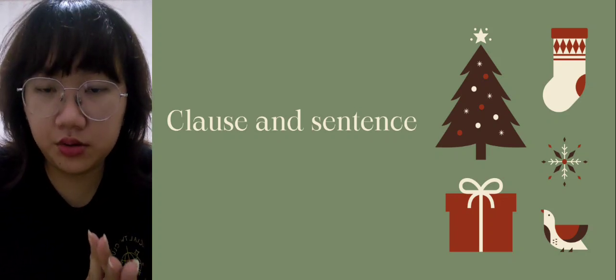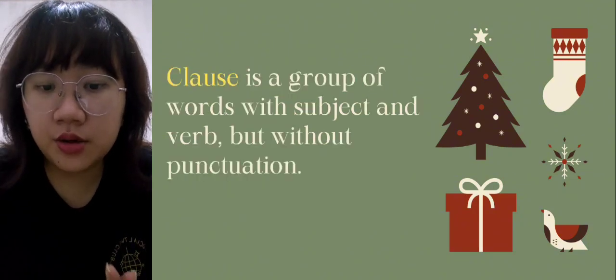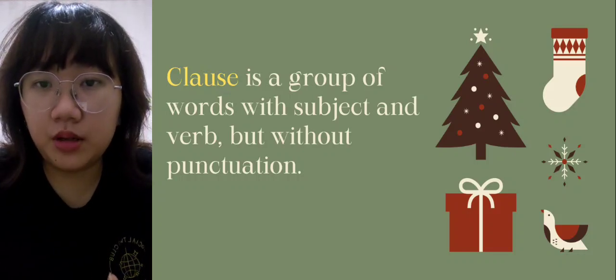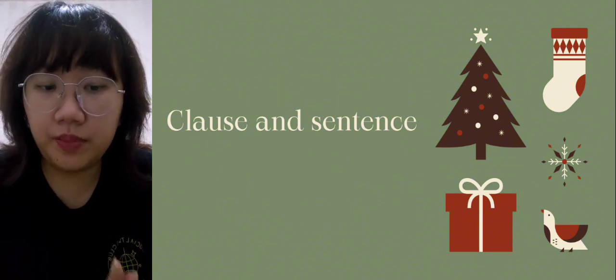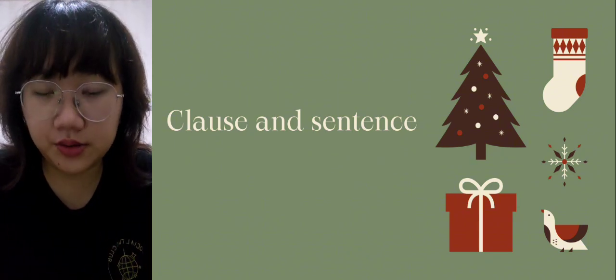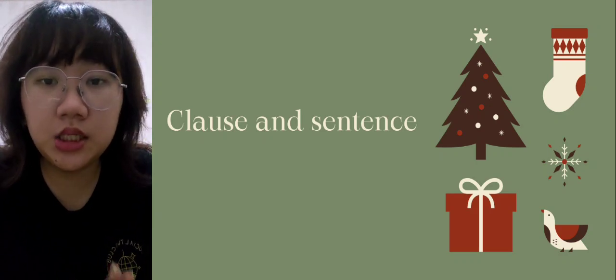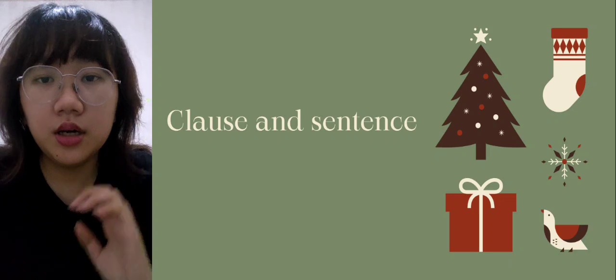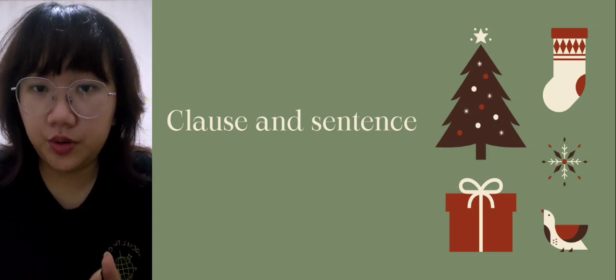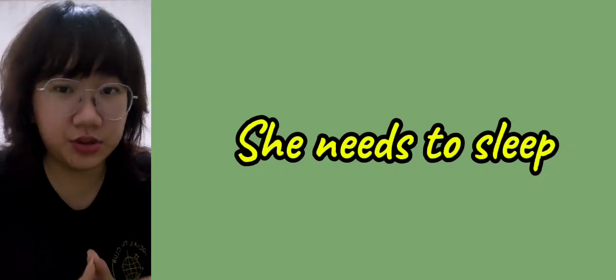First, we have to know what a clause is, because a clause is what makes a sentence. A clause is a group of words with a subject and verb, but without punctuation. And then clauses are divided into two types, independent or main clause, and dependent or subordinate clause. A clause can actually be a sentence if it is an independent clause. And if you put punctuation, it becomes a sentence. Independent clause means it can stand alone, and it can be a sentence just like I've said. For example, she needs to sleep. Here, it is clear that she needs to sleep.